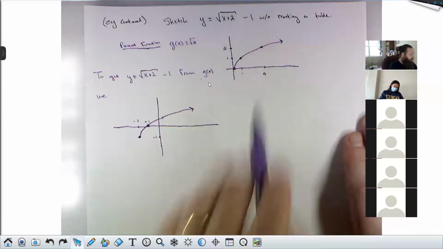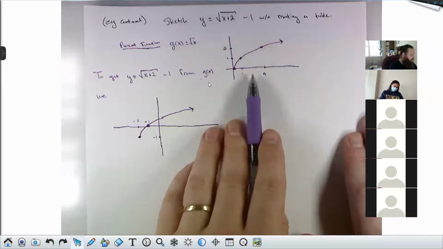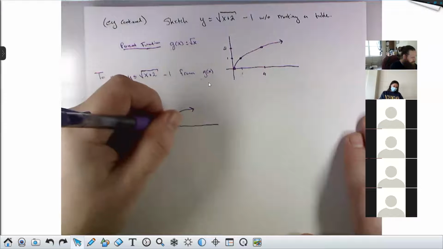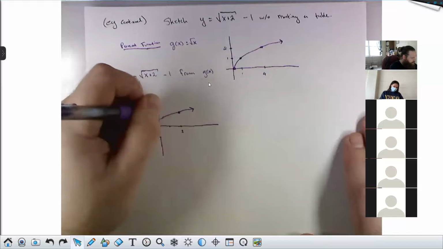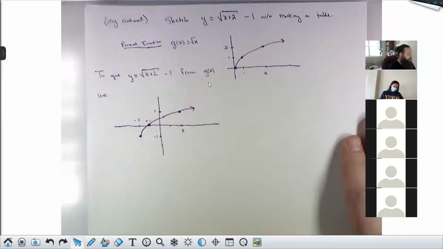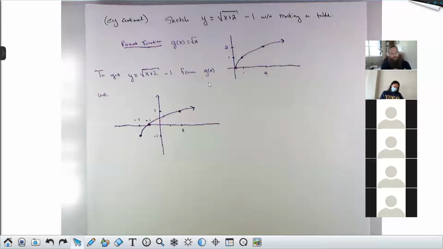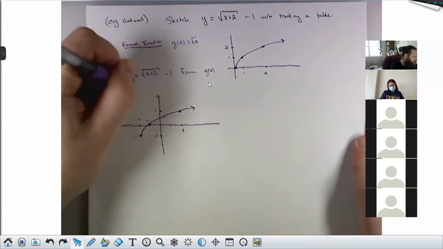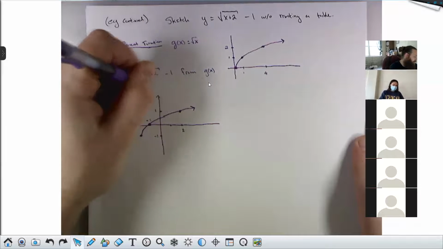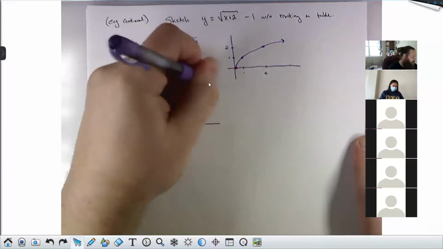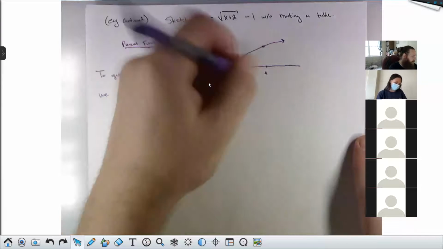And the point 4, comma 2, if we drag this left 2, then its x coordinate will become 2. And if we then bring that down by 1, the y coordinate will become +1. So this becomes 2, comma 1. There we go. That's it. This is our graph. So we shift left by 2 units and down by 1 unit.